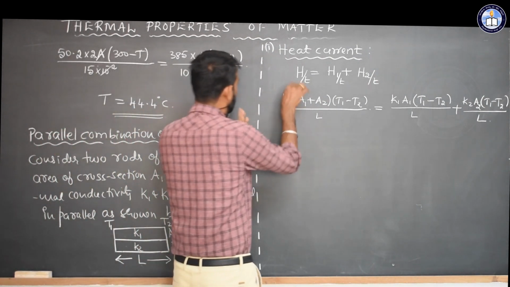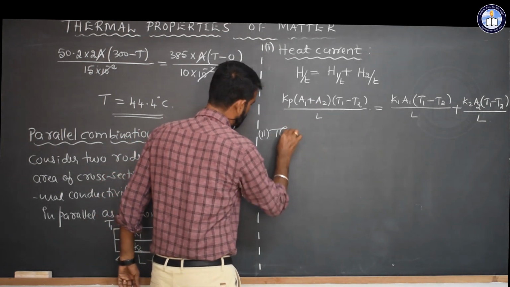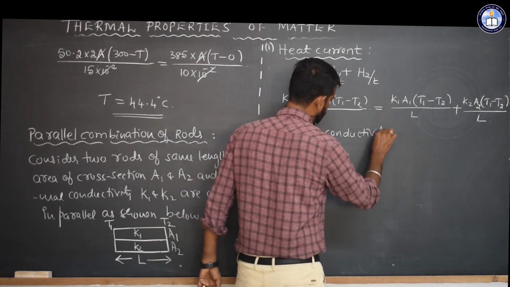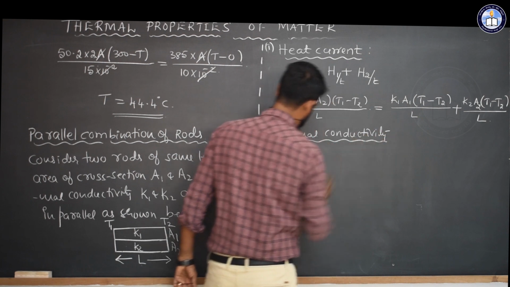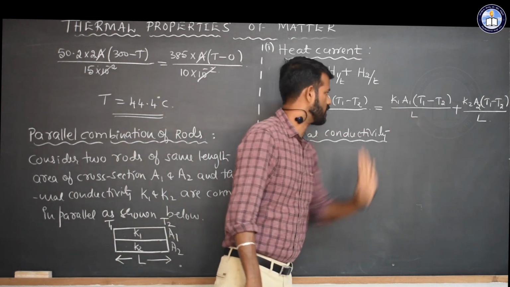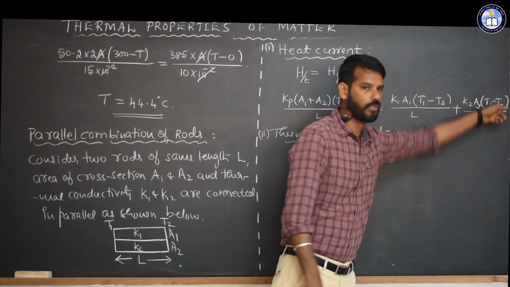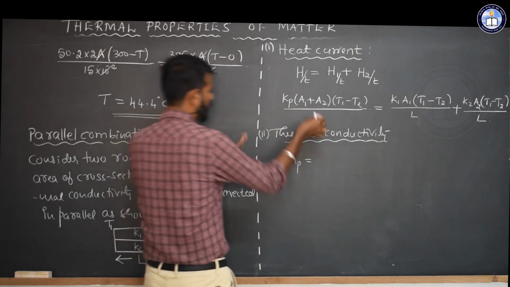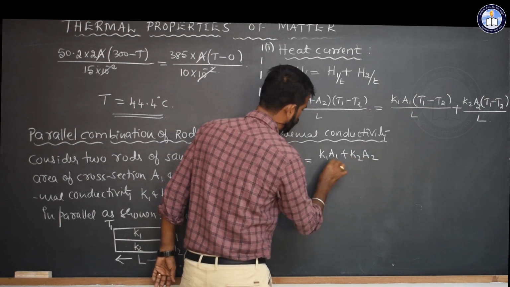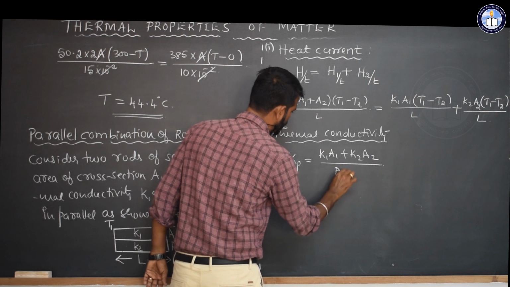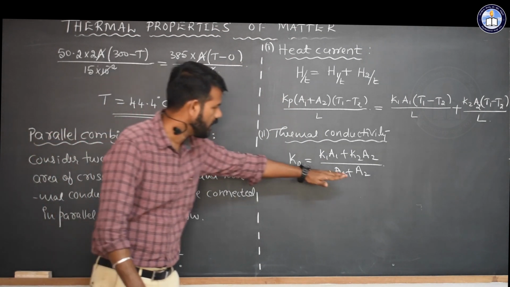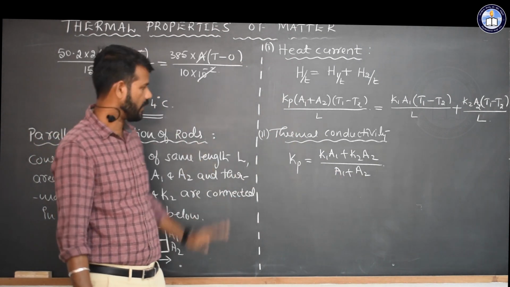Now we can calculate the thermal conductivity Kp in parallel combination. From the above equation itself we can write Kp. Here L cancels out, and T1 minus T2 cancels out. What is that then? Kp is equal to K1 A1 plus K2 A2 whole divided by A1 plus A2. So this is the value of thermal conductivity.